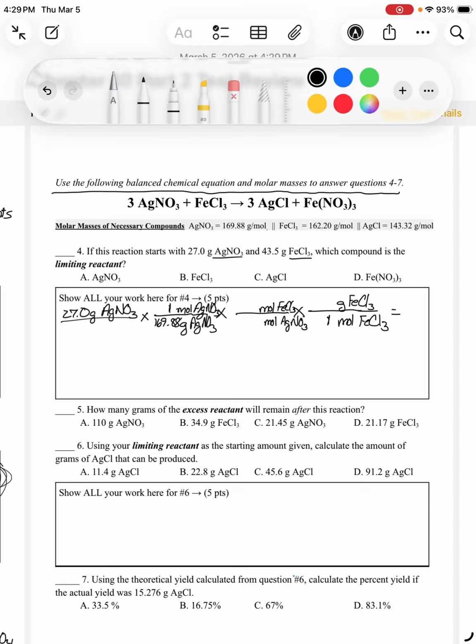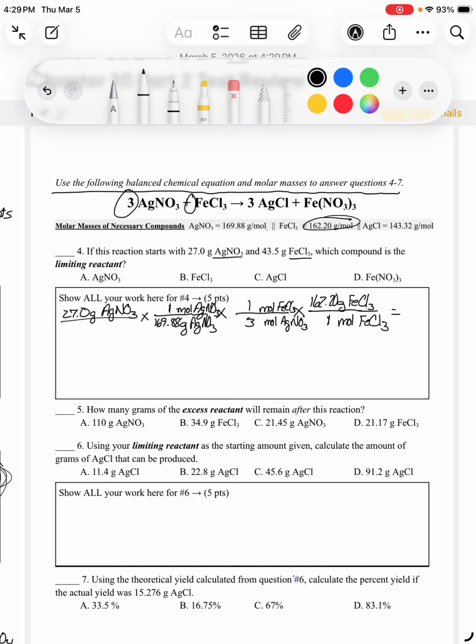Then, how do we know what numbers go beside these mole to mole conversions? Well, we're going to use the coefficients from our balanced equation, right? So 3 is going to go beside silver nitrate, and, oh, wrong one. 1 is going to go beside iron 3 chloride. What number is going to go beside the grams? Well, of course, we're just going to use the molar mass, which is given to us, 162.20 grams.